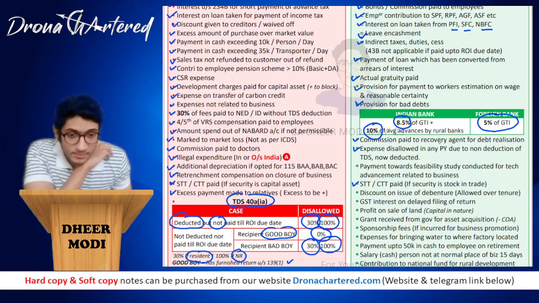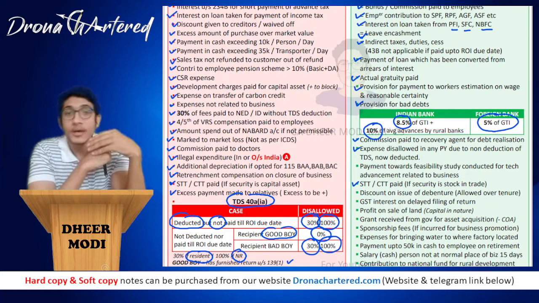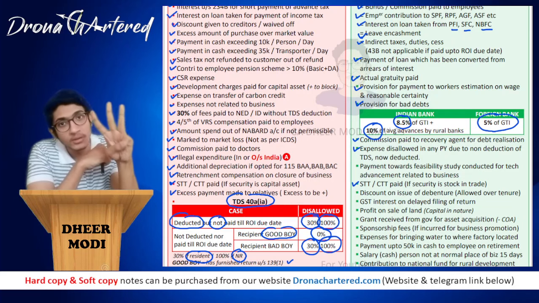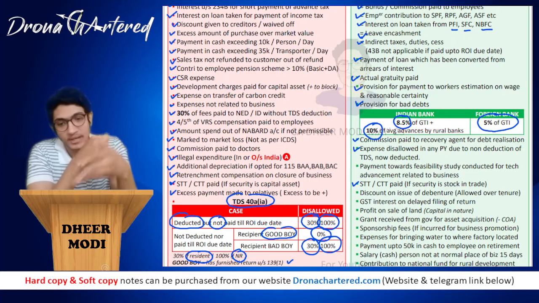Next, if your expense was disallowed in any previous year due to non-deduction of TDS and is now deducted. That means if in any previous year I forgot to deduct TDS, so I was disallowed 30% of my deduction or 100% of my deduction, whichever case, as we studied.